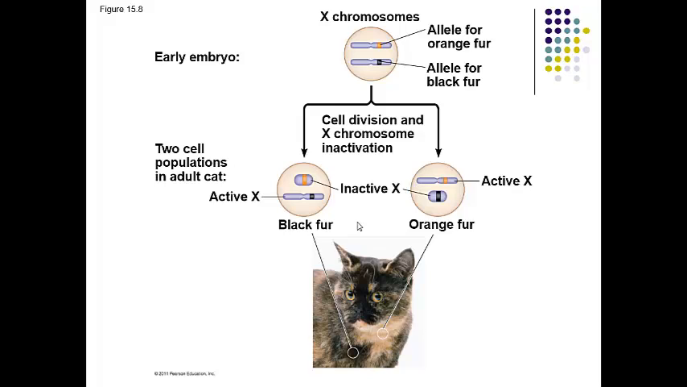This creates something that we can call tortoiseshell in cats. If you look at this cat here, you have an X chromosome that has the gene for black fur activated in some regions, and you have the X chromosome that has the gene for orange fur activated in other locations, giving this cat this patchy appearance to it that we call tortoiseshell.